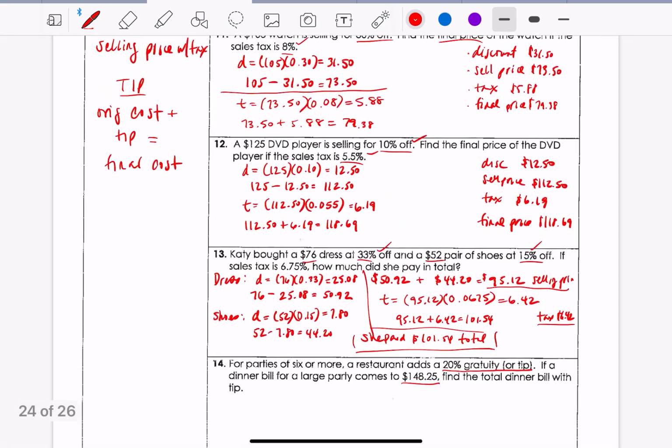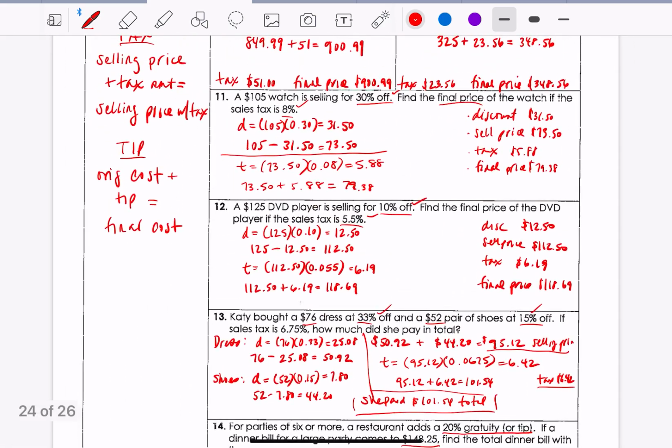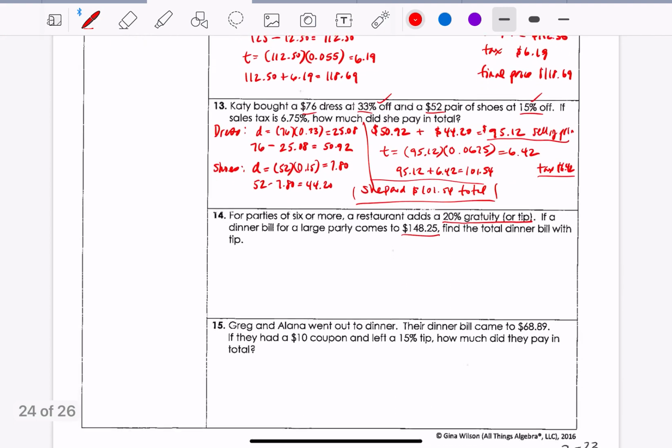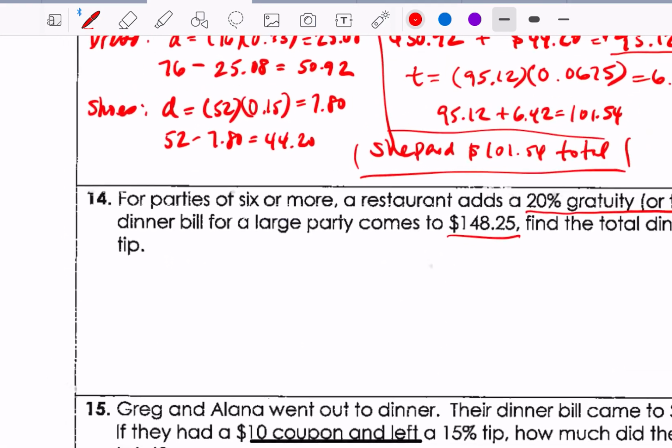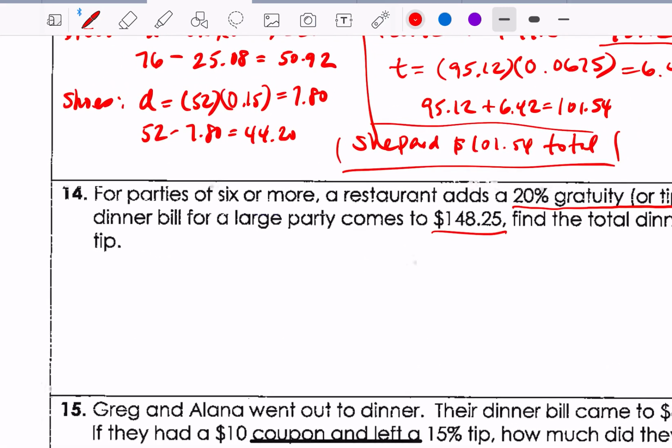Because tips, the way they work is you take your original cost plus the tip amount, and that's the final cost. So I'm going to call it G for gratuity. G equals, and I'm going to take the amount of the dinner, which was 148.25, and multiply it by the percent as a decimal, so 20% is 0.20. So the gratuity amount, the tip amount, is going to be $29.65.